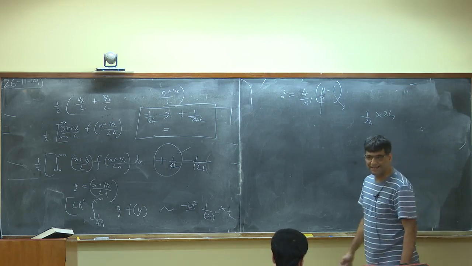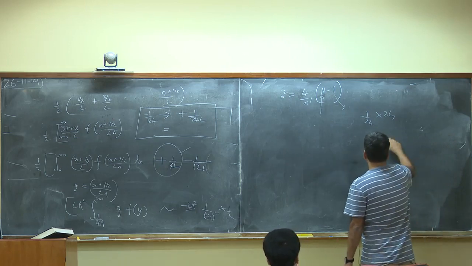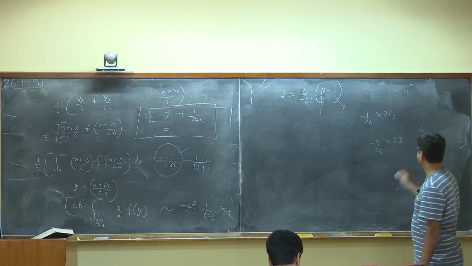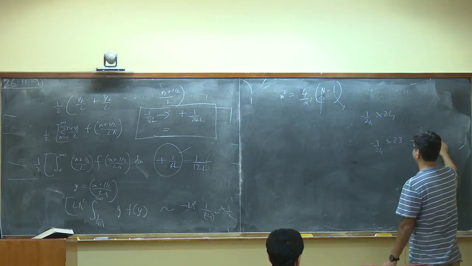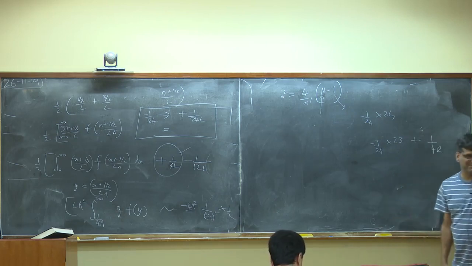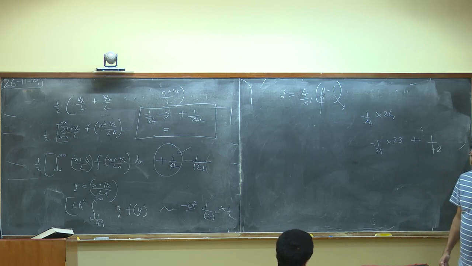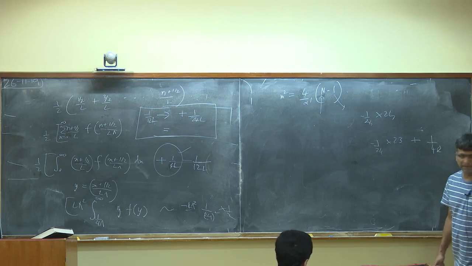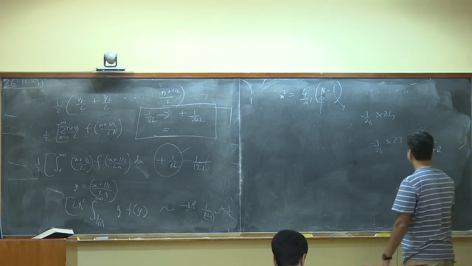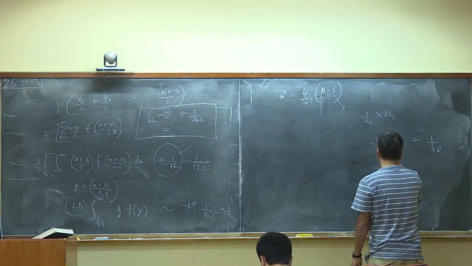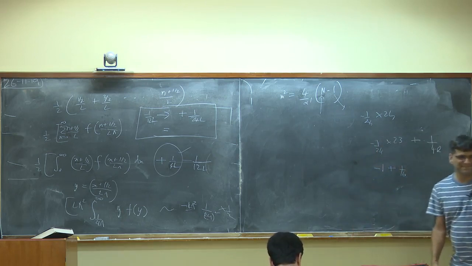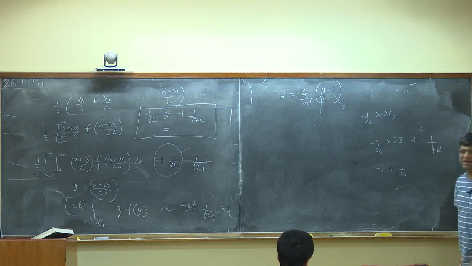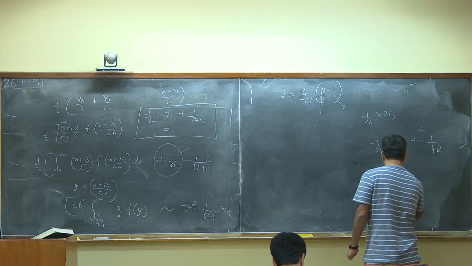Now what we get instead is minus 1 by 24 into 23, and then plus 1 by 48. Because one of the minus 1 by 24s has been replaced by plus 1 by 48. So we get minus 1 plus 1 by 16, because the difference between 1 by 48 and minus 1 by 24 is 1 by 16. And therefore, we get minus 15 by 16.